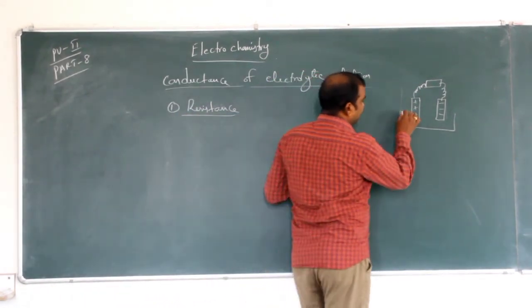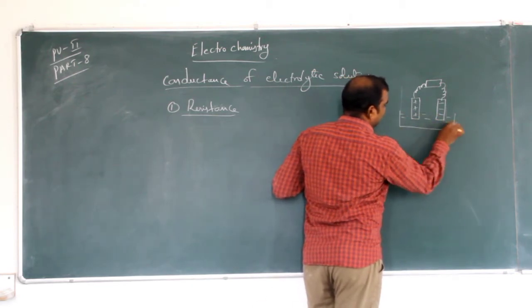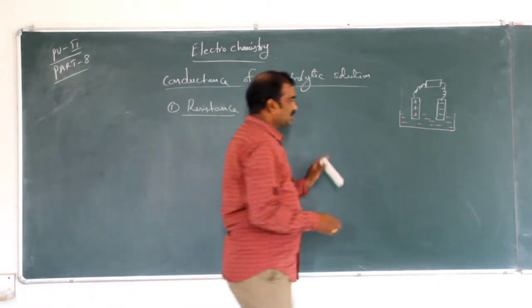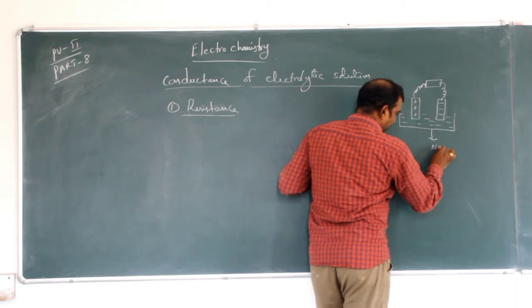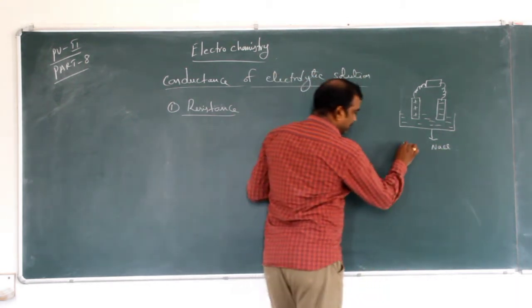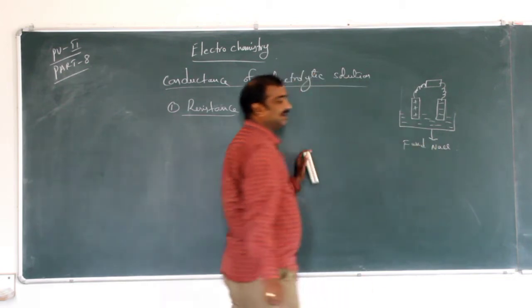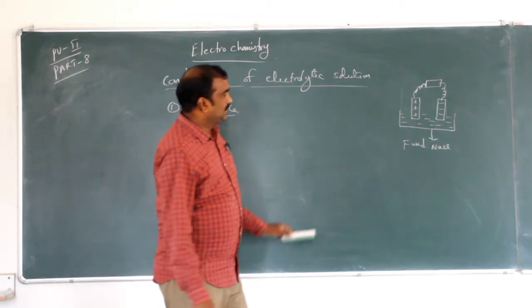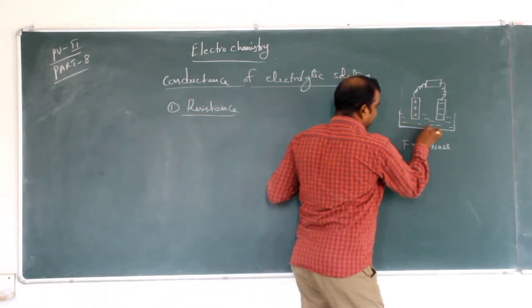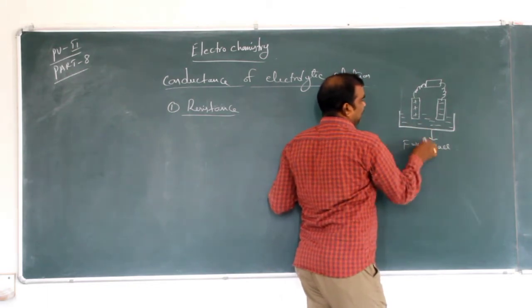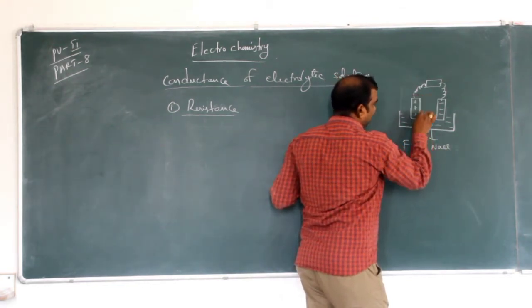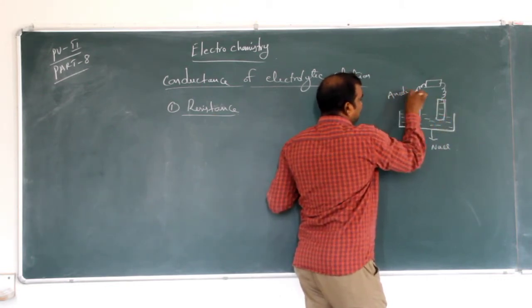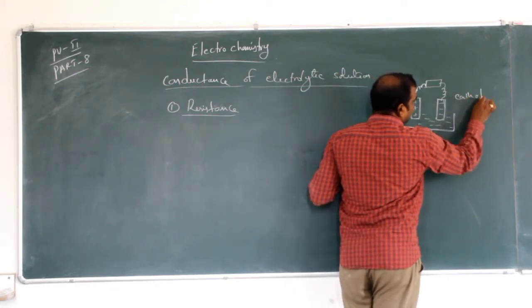Here we are going to take the solution, NaCl solution, and that must be fused NaCl. This is a beaker. In this beaker, we are taking NaCl solution, and we are dipping two electrodes, one connected to the positive terminal, and the second one connected to the negative terminal of the battery.